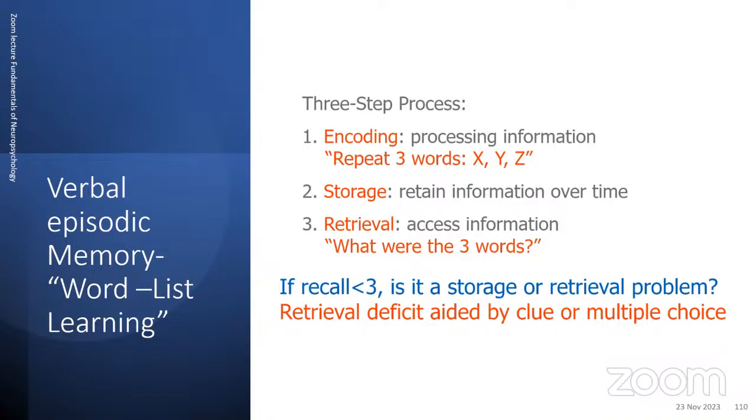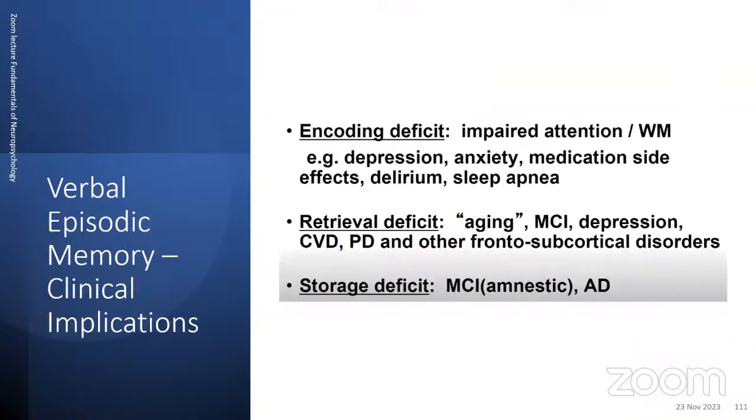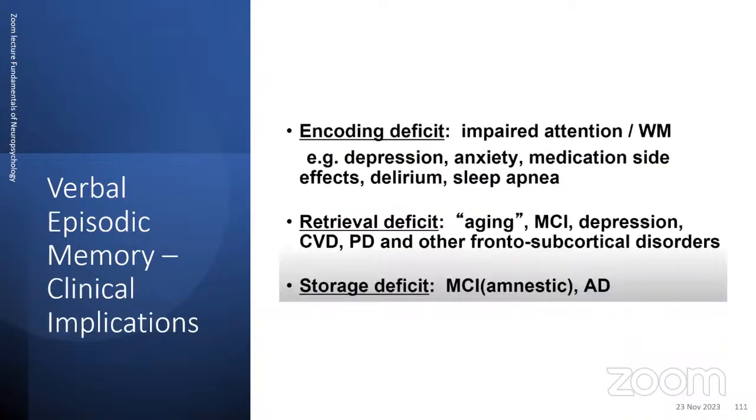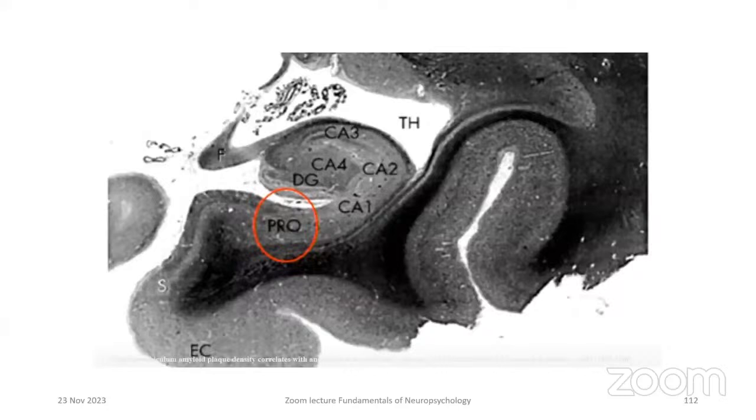A retrieval deficit is aided by a clue or multiple choice question, that is subcortical. Retrieval problem is subcortical, whereas storage and encoding is a storage problem. Encoding deficit means impaired attention, and that is where you get depression, anxiety, and delirium. This is the encoding defect. Retrieval defect is the problem of mild cognitive impairment, depression, and fronto-subcortical disorders, subcortical dementias. What I said is storage deficit is mainly MCI, so these are 3 steps: encoding, storage, and retrieval. And a retrieval deficit, often aided by a clue or multiple choice, suggests that it is a subcortical or fronto-subcortical circuit disorder.